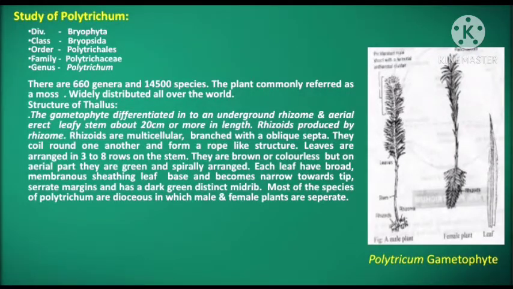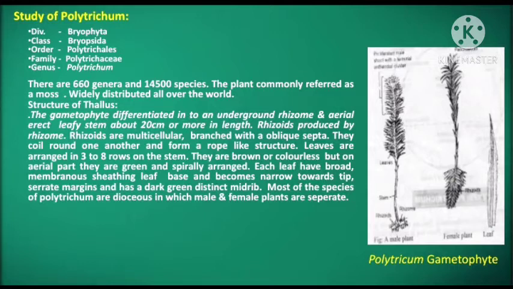Students, in the earlier video we studied one of the bryophytes from the class Anthocerotopsida. Now we are going to see an example of the next class, that is Bryopsida, and the bryophyte we are going to study is Polytrichum. Polytrichum belongs to division Bryophyta, class Bryopsida, order Polytrichales, family Polytrichaceae, and genus Polytrichum.